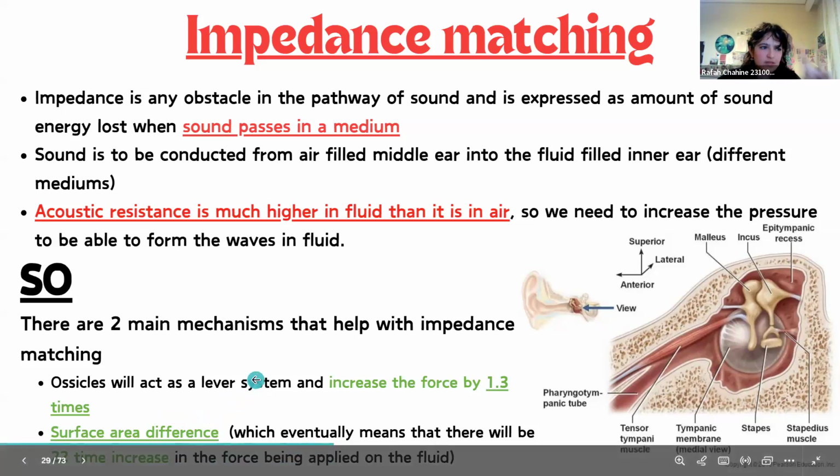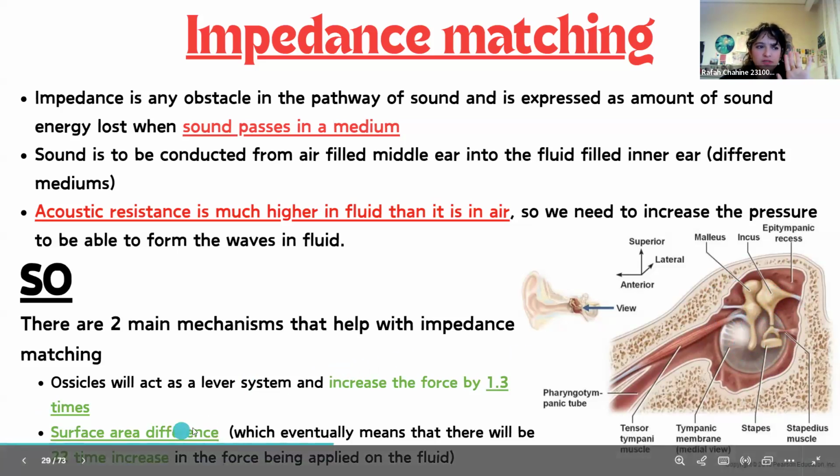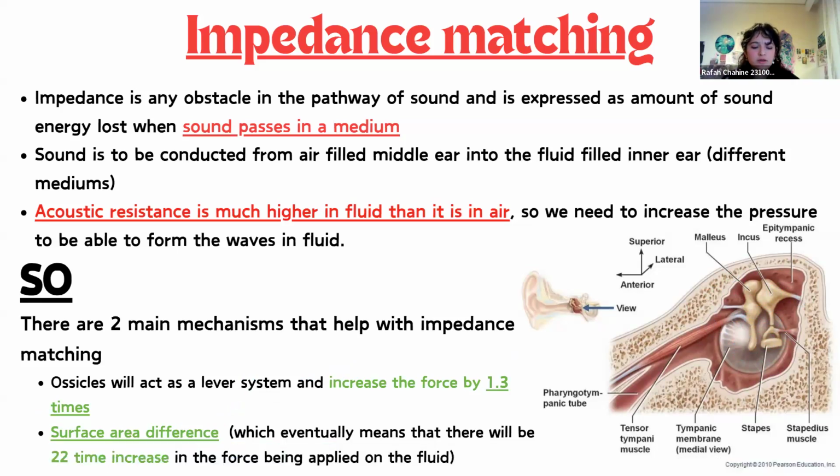So we said the two mechanisms. Number one is that we increase the force by 1.3 times through the ossicular chain. Number two is the surface area difference, which eventually means that there will be a 22-times increase in the force being applied on the fluid. Why? Because the oval window is much smaller than the tympanic membrane. So naturally, any force being applied to it is going to result in more pressure.